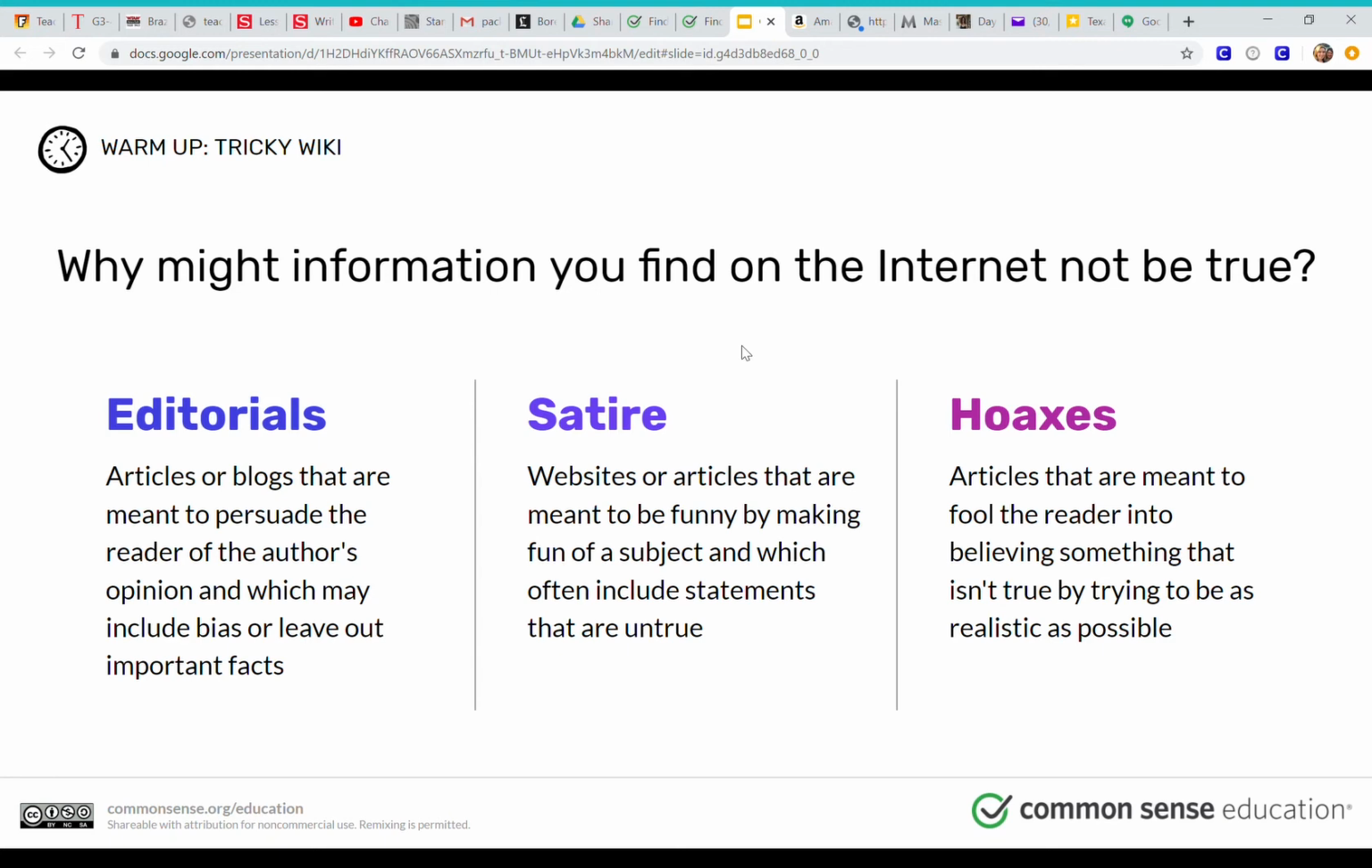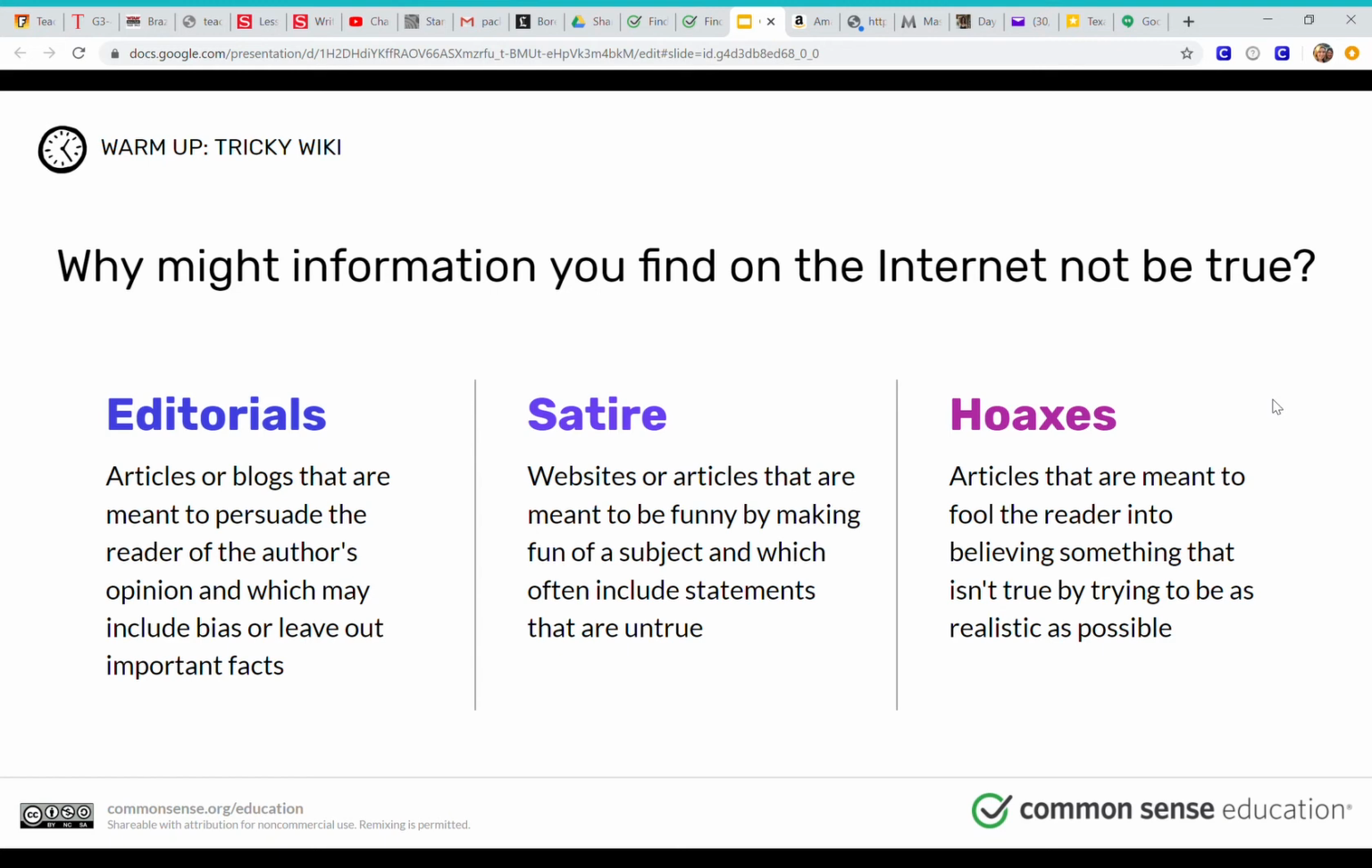But if you don't know a lot about the subject, you might not be able to pick up on how they're making all of those jokes. So you might read it and think that that's true. Okay, so it's very important that we check that the website or the article wasn't written to make a joke. Okay, and then hoaxes is our third one. Hoaxes are articles that are meant to fool the reader into believing something that isn't true by trying to be as realistic as possible. Okay, so this is somebody trying to trick people. Okay, so hoaxes are trying to trick people into believing things that aren't true.